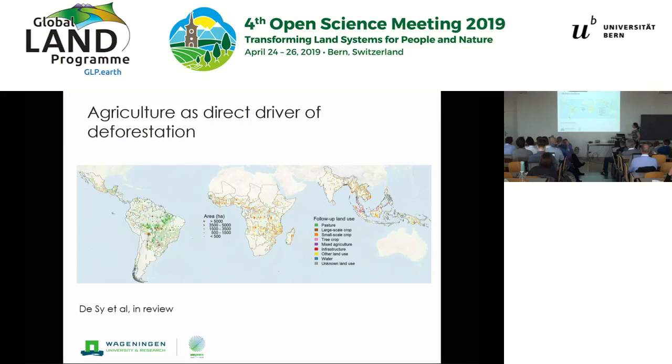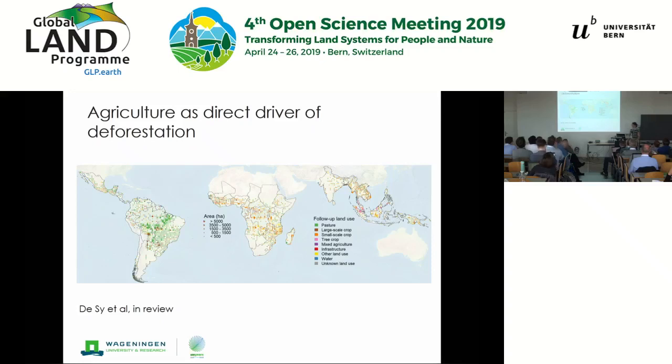In Africa, you see much more domination still of small-scale crop systems. While in Asia, specifically Indonesia and Malaysia, you see tree crops. This is mainly palm oil. And here, more in the continental Asian countries, you see also still a bit more small-scale crop.